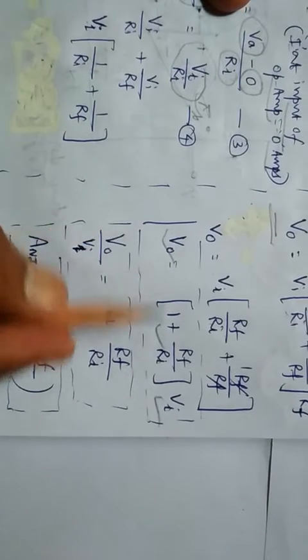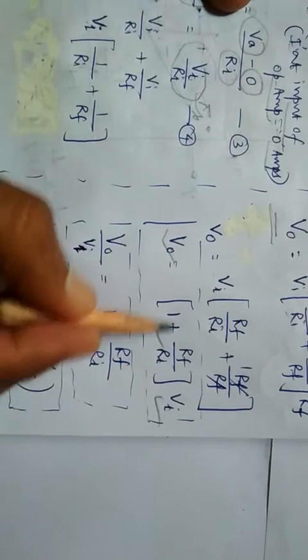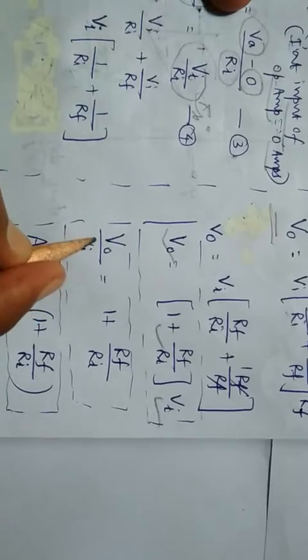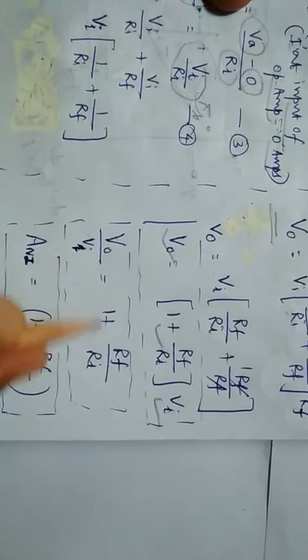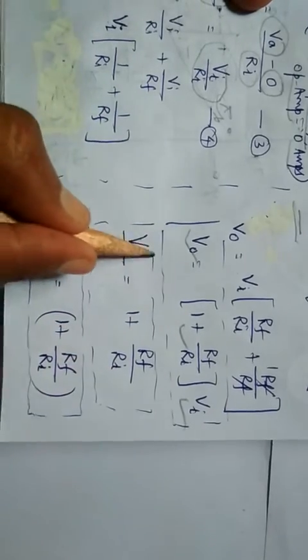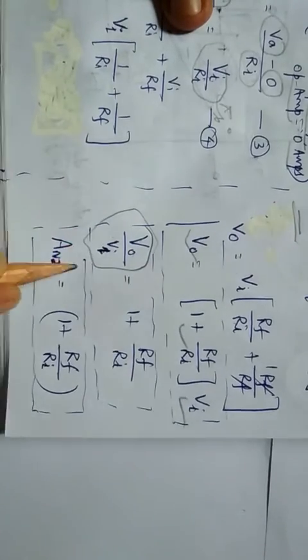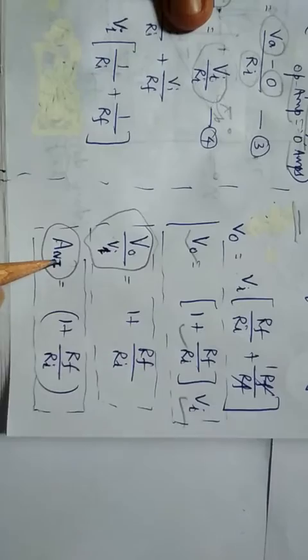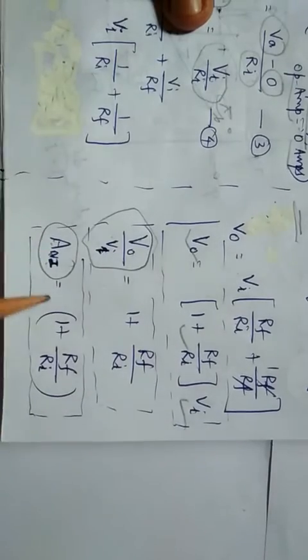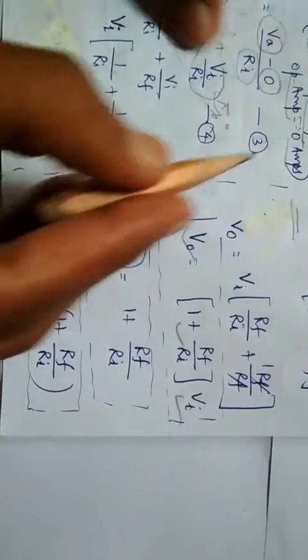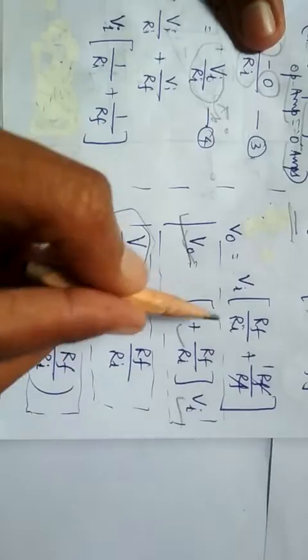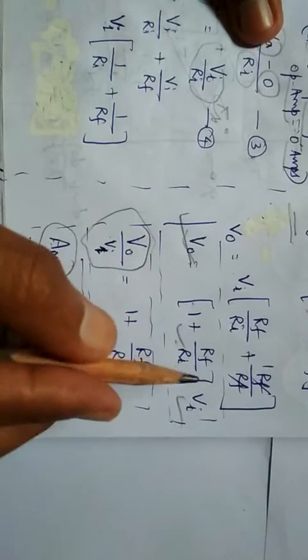Finally, you bring this VI to the left hand side: V out by VI equals 1 plus RF by RI. V out by VI, output potential by input potential, is always the gain of the amplifier, so for the non-inverting amplifier, AV equals 1 plus RF by RI. And if you consider the output, V out equals 1 plus RF by RI into VI.